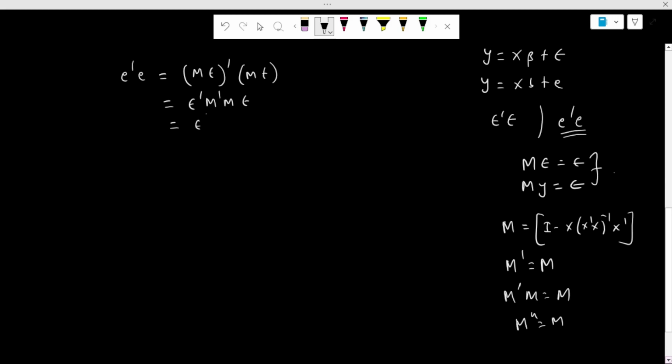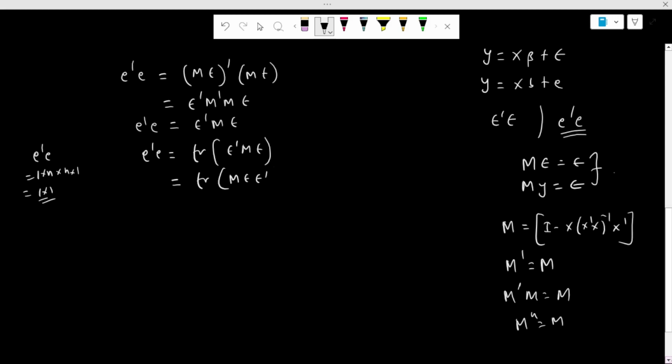So this is simply equal to e transpose Me. And we know that e transpose e is a scalar, so ultimately we are left with a scalar of order 1 by 1. So this is equal to the trace of this matrix, which is also of order 1 by 1. If we apply the cyclic permutation property of the trace, then this should be equal to the trace of e transpose. Now let us take the conditional expectation on both sides.